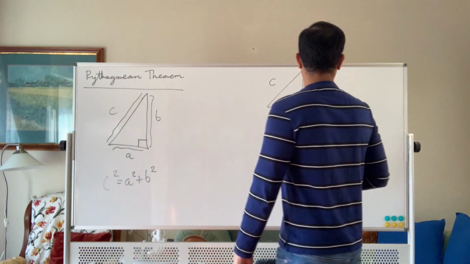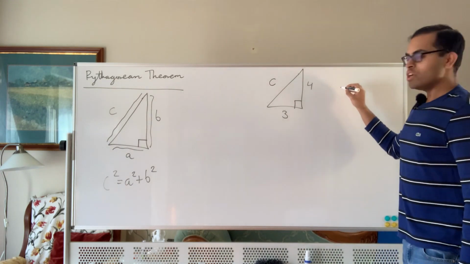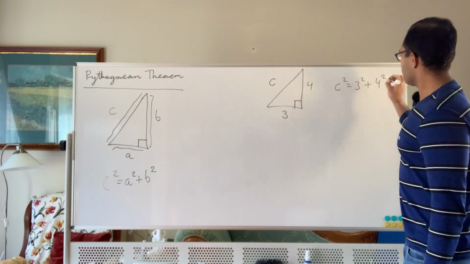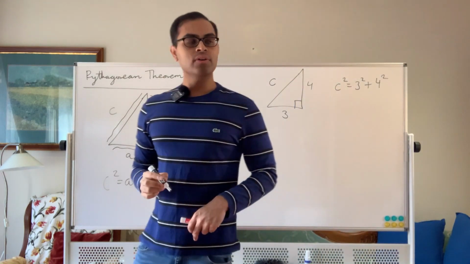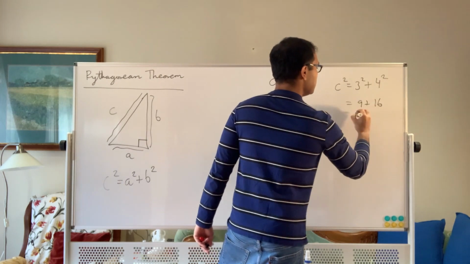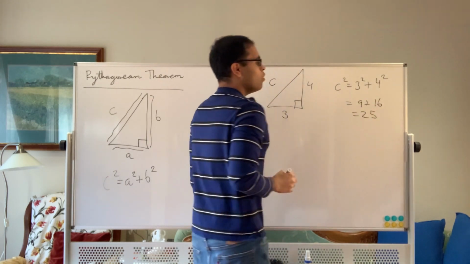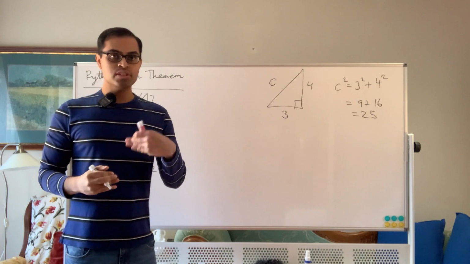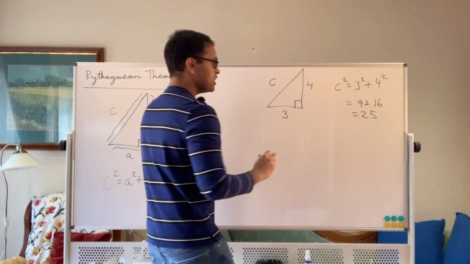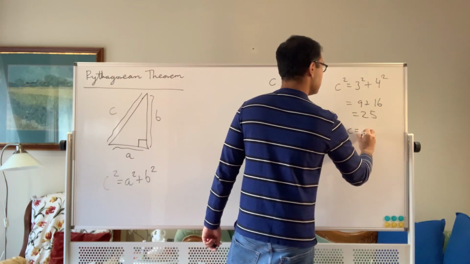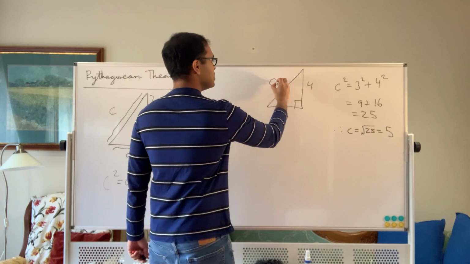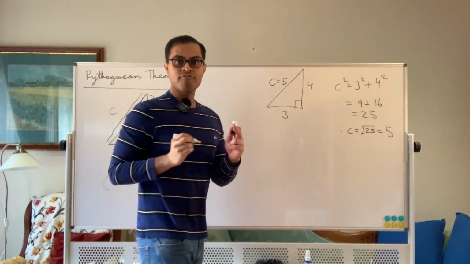We can use the Pythagorean theorem to say that C squared is equal to 3 squared plus 4 squared. Now we know that C squared is 3 squared plus 4 squared, which is going to be 9 plus 16, which is going to be 25. What positive number squares to be 25? It's the square root of 25, which is 5. So therefore we know that C is equal to the square root of 25, which is equal to 5. So we have figured out that the hypotenuse has length 5.